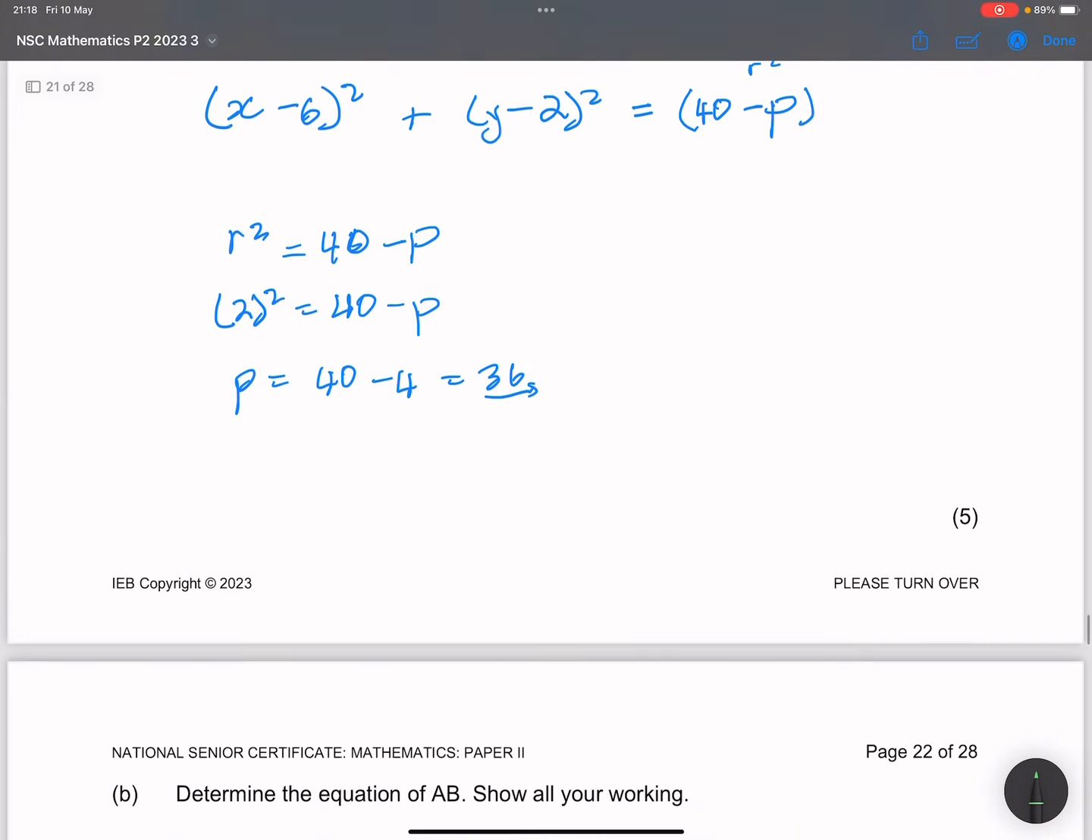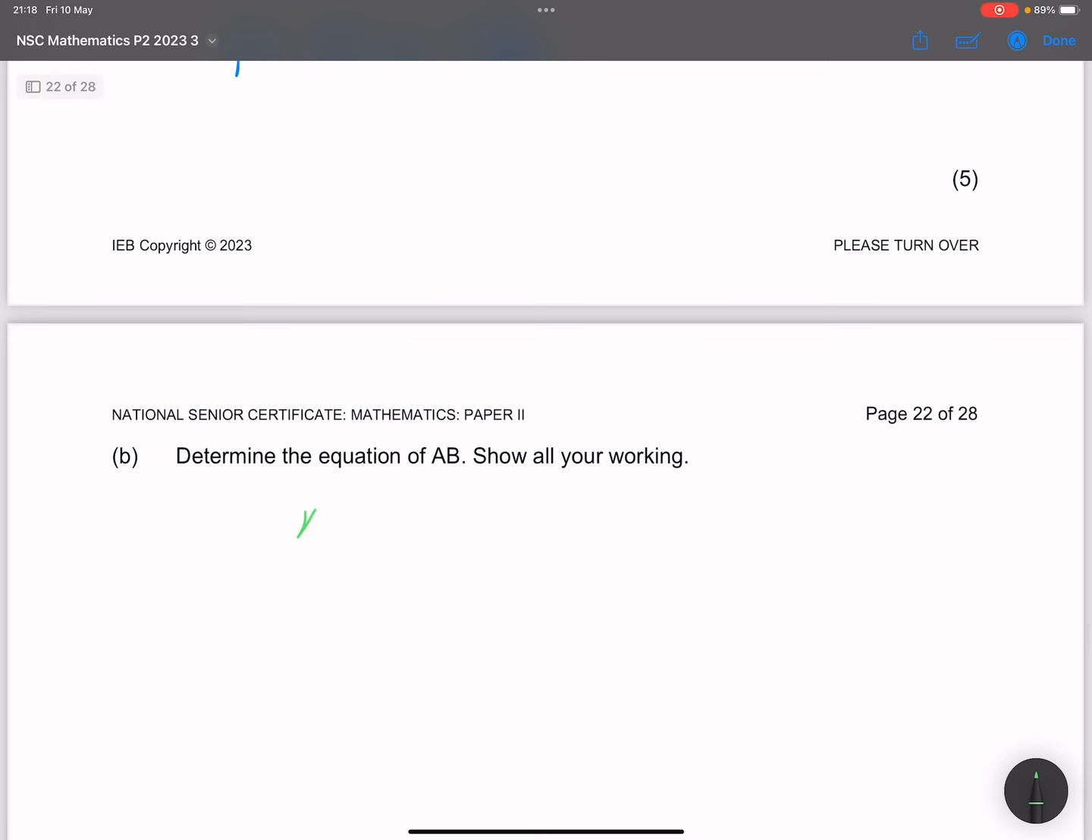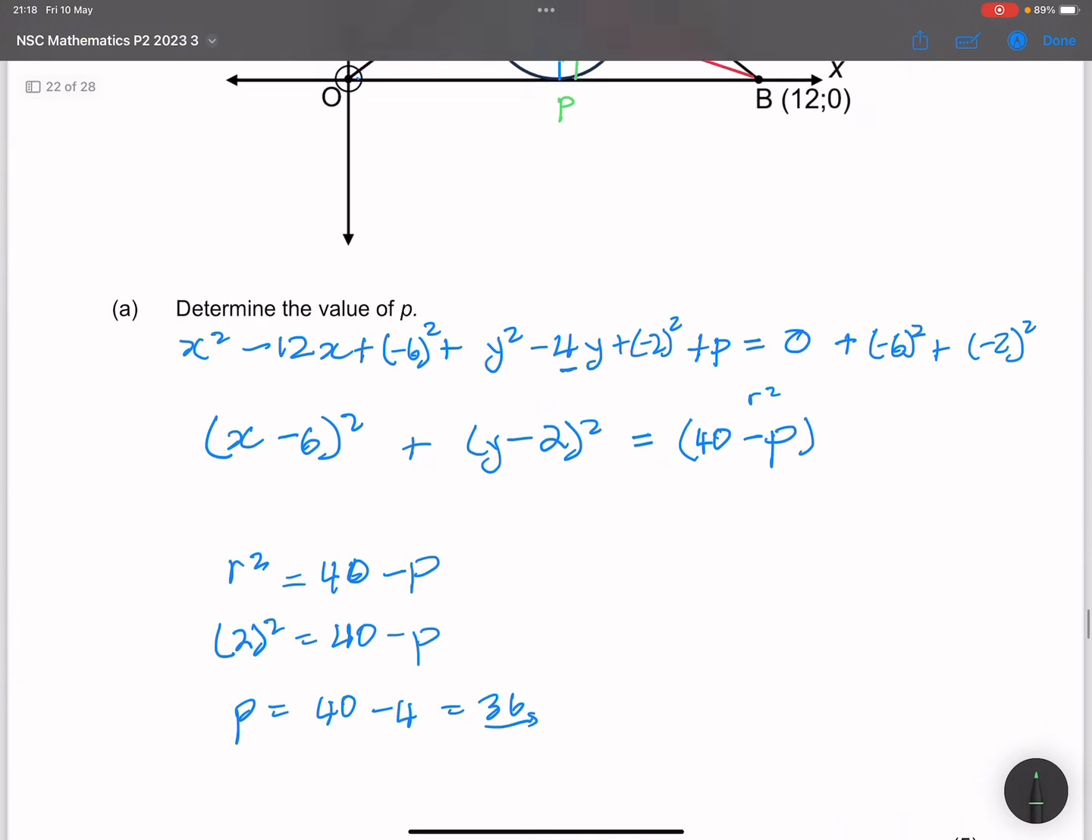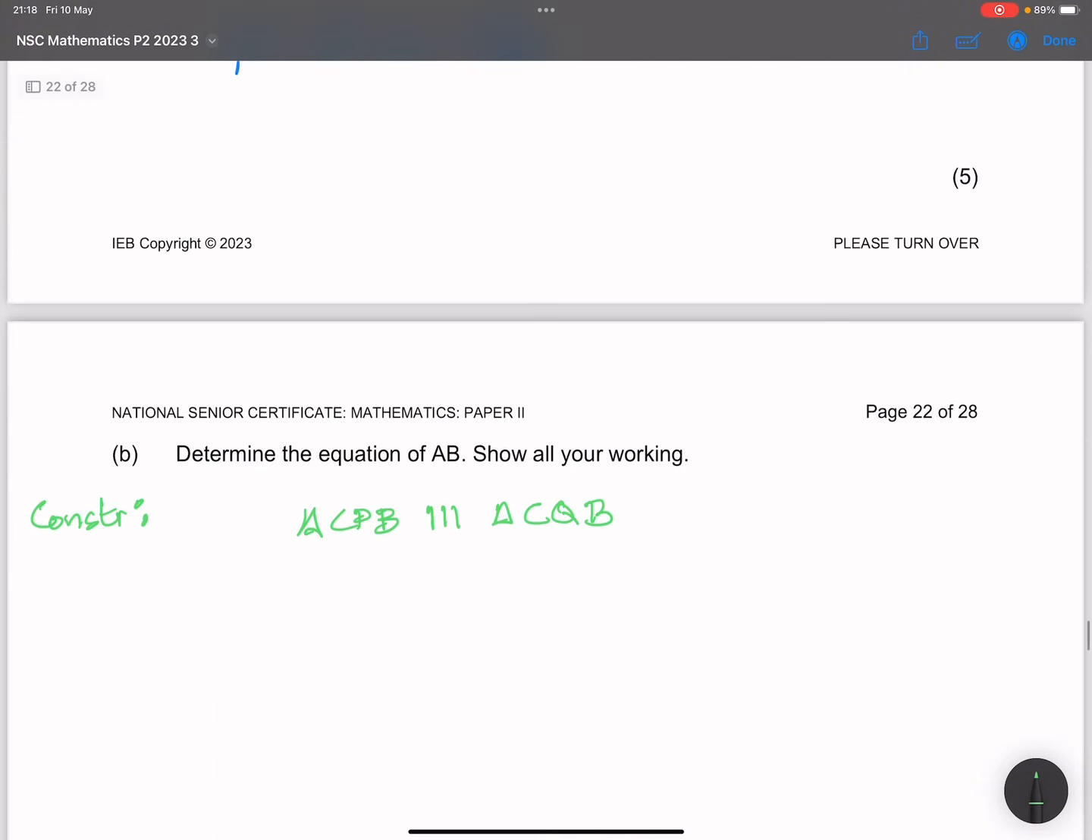All right, so triangle CPB would be similar to triangle CQB. In fact, I should have actually written there, let's construct a line. We said that was line CB, so we're constructing CB. And why are these similar? Because of right angle, hypotenuse, and the side there.